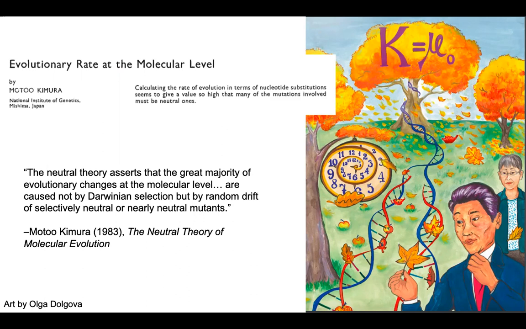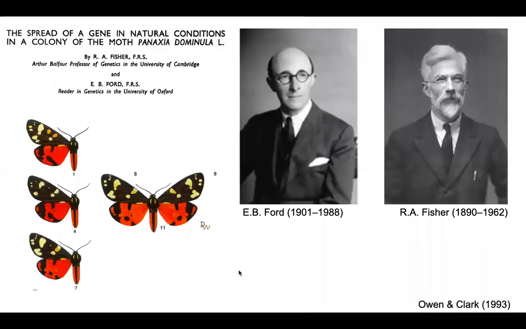Our story begins with two giants in the field of evolutionary genetics, the statistician, eugenicist, and one of the three major founders of the modern synthesis, R.A. Fisher, as well as E.B. Ford, who was actually taught genetics by Julian Huxley, who you might know as the author of the book Evolution, the Modern Synthesis, where the modern synthesis got its name. You see, R.A. Fisher had a long-standing beef with fellow co-founder of the modern synthesis, Sewell Wright.